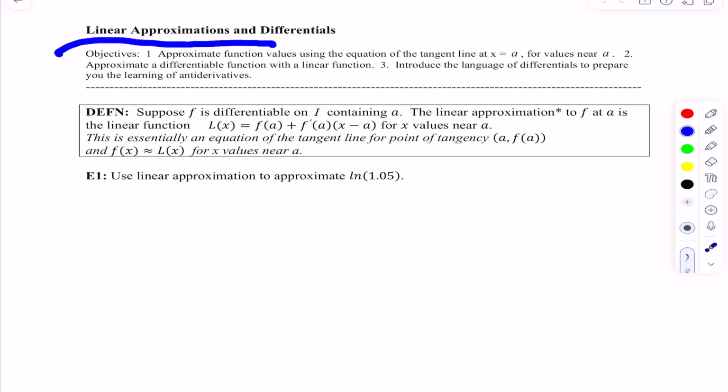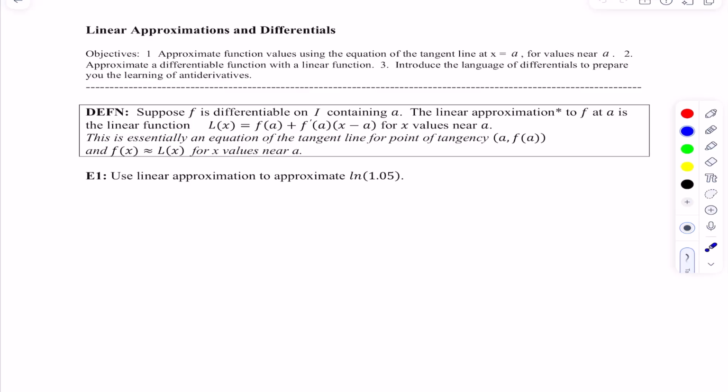Linear approximations and differentials. Our objective is to approximate function values using the equation of a tangent line at x equals a, and we could approximate such values near a. The way we're going to do this is actually approximate the function with a linear function. On top of that, we're going to introduce the language of differentials to prepare you for the learning of antiderivatives.